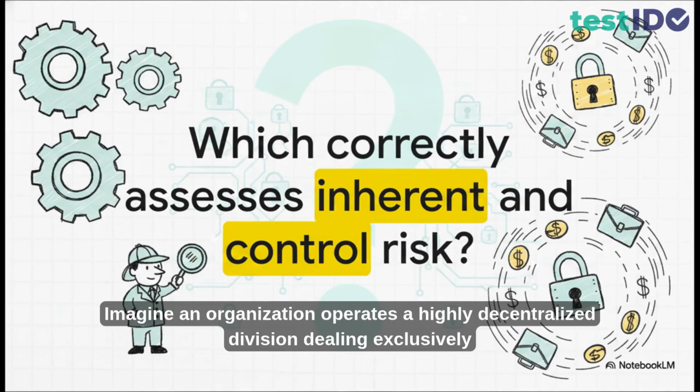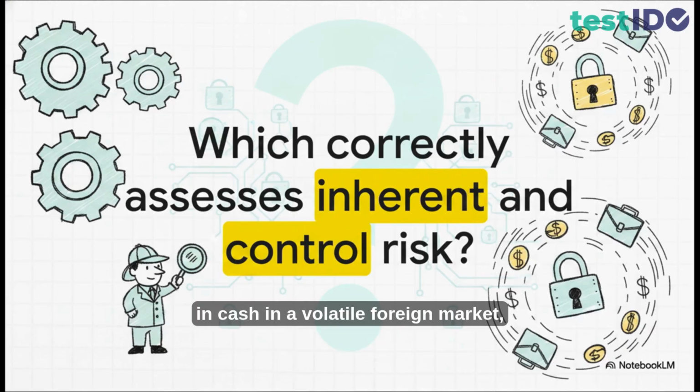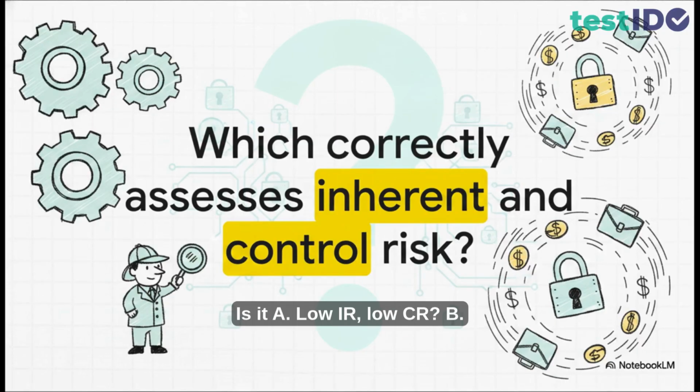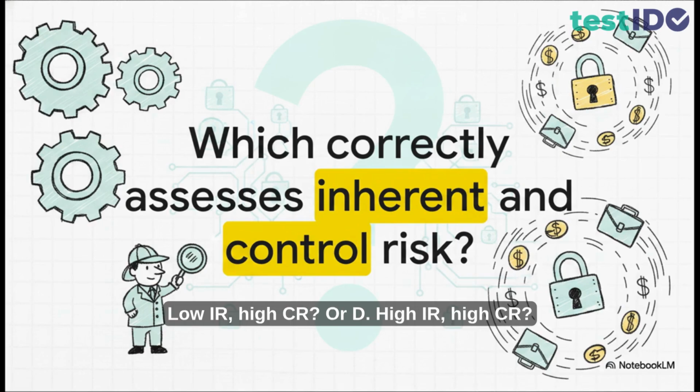Imagine an organization operates a highly decentralized division dealing exclusively in cash in a volatile foreign market, and they have a history of overriding IT security policies. Which correctly assesses inherent and control risk? Is it A, low IR, low CR, B, high IR, low CR, C, low IR, high CR, or D, high IR, high CR?